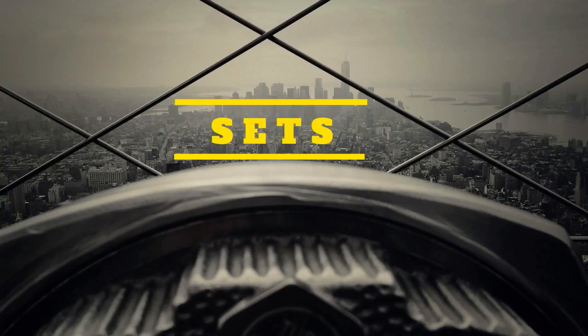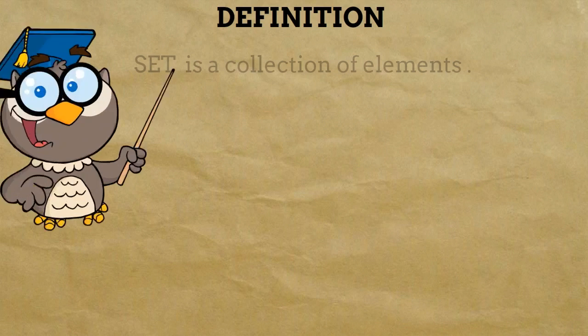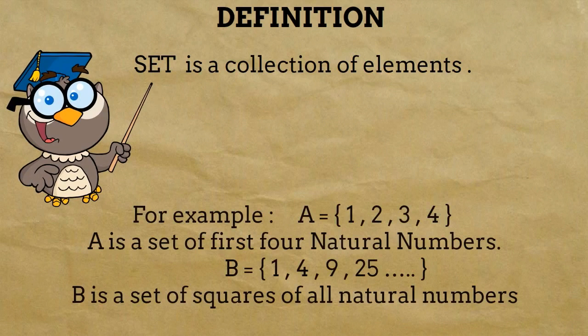Hello everyone. The topic for today is sets. Let's have a look at the definition. A set is a collection of elements. For example, A has the following elements: 1, 2, 3 and 4. Therefore, A is a set of the first 4 natural numbers. B has the following elements: 1, 4, 9, 25 and so on in the series. Therefore, B is a set of squares of all natural numbers.